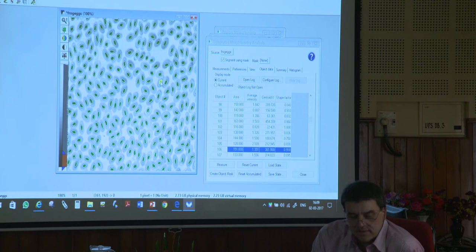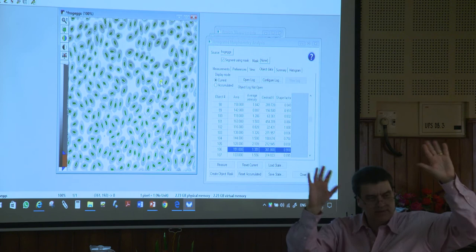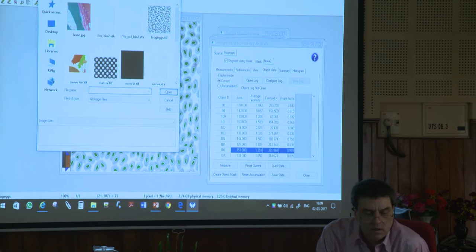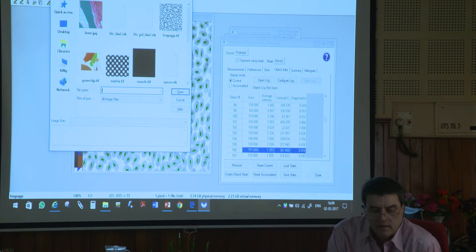Shape factor is something I use a lot. Because sometimes what I'll get is I'll get things that are like long and thin, and things that are circles, and they all threshold because they're all the same intensity, okay? But what I can do sometimes with Metamorph is, let me see if I got a better image to do that on. Maybe not. Okay, but what we can do is we can actually sort on shape factor.